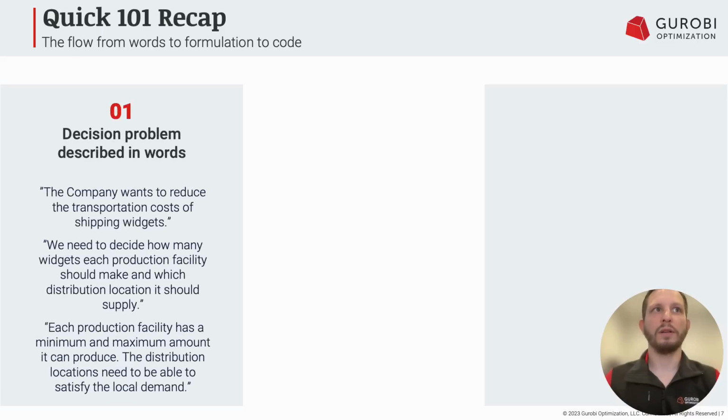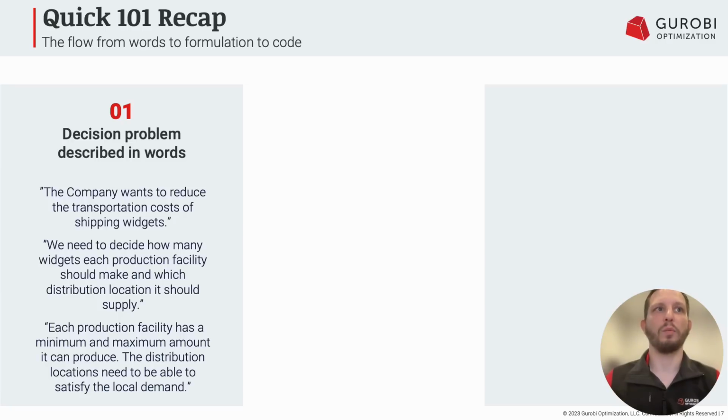So step one was looking at a decision problem described in words. A company wants to reduce transportation costs. We need to decide how many widgets to produce at certain facilities, and where we should send them for local supply. Each of the facilities has a min and max that it can produce, and the distribution locations need to be able to satisfy local demand. All of these are parts of the motivating example that I used in one of the early presentations in Opti 101, about producing and sending off widgets.